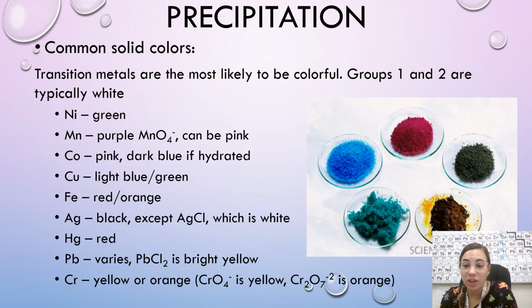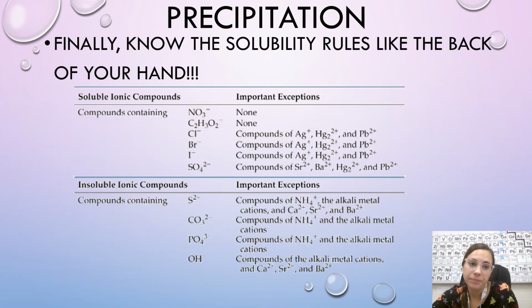Lead is bright yellow. That's an example, like lead iodide or lead chloride. So again, groups 1 and 2 are typically our white typical solids, like what you're used to seeing, like table salt. And then some of our transition metals are brightly colored.